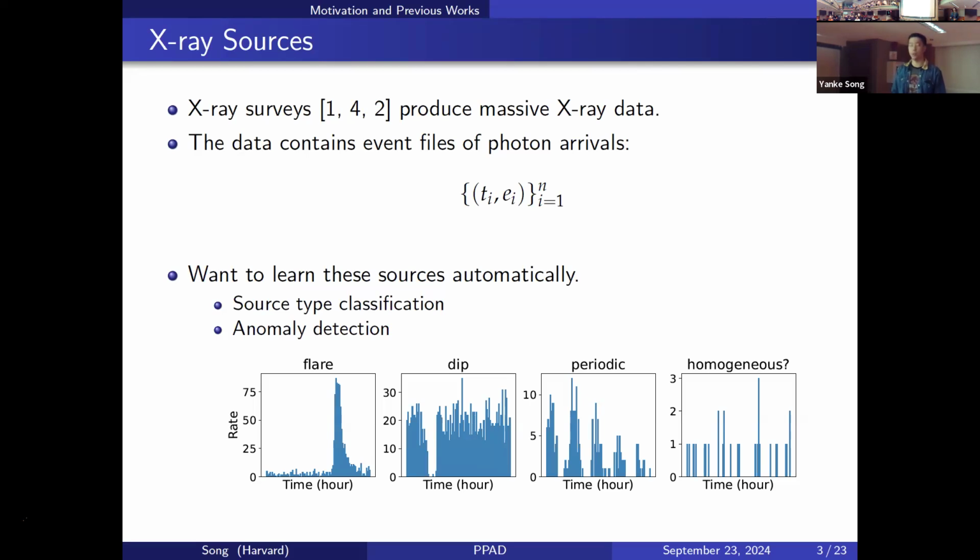So obviously these are very different types of X-ray sources, and because there are a lot of them, we just cannot differentiate them all by hand. So we want some automatic pipeline to learn these kinds of sources. Some downstream tasks we have in mind are source type classification, where we can try to classify these different types of sources in terms of astronomical objects, and anomaly detection, where say we just want to discover all the dips. That's another target task.